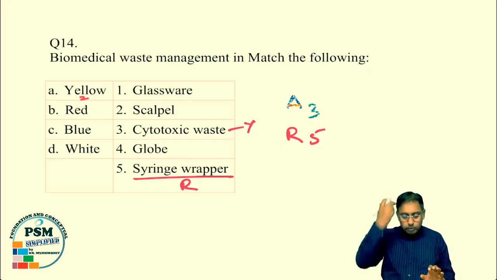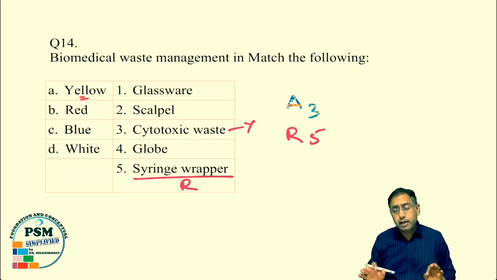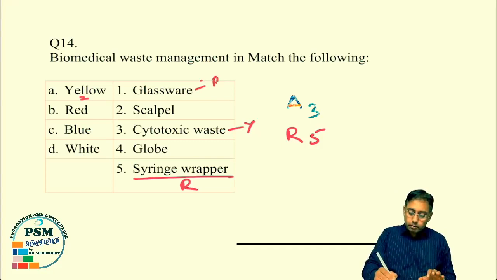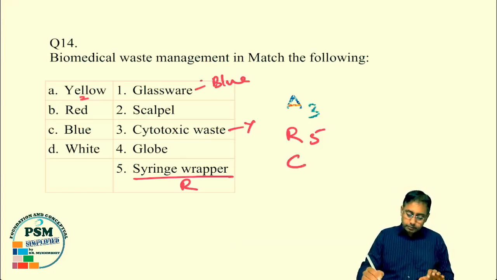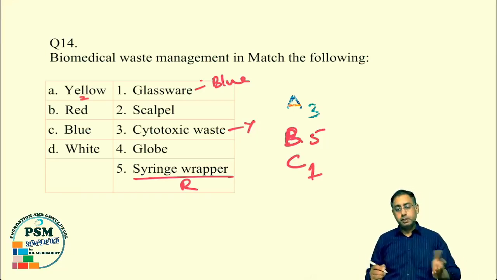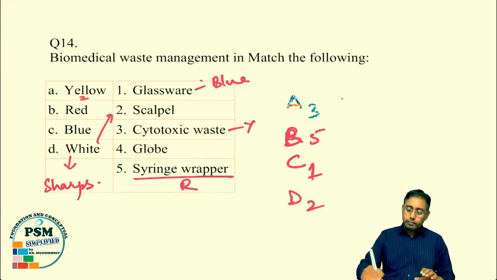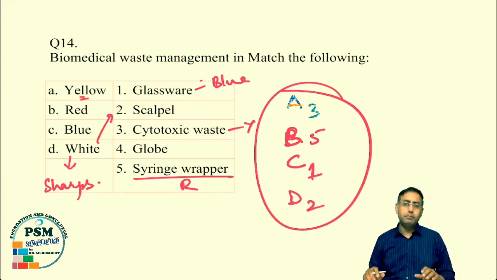Blue is for glass, so all glass plus metallic implants. Implants are discarded in the blue category. So this one goes to the blue. So we have C1, B5, A3, and the white category is sharps. White will go for all the sharps plus all the metals. So D is with the 2. So it's a direct question, biomedical waste, match the following.